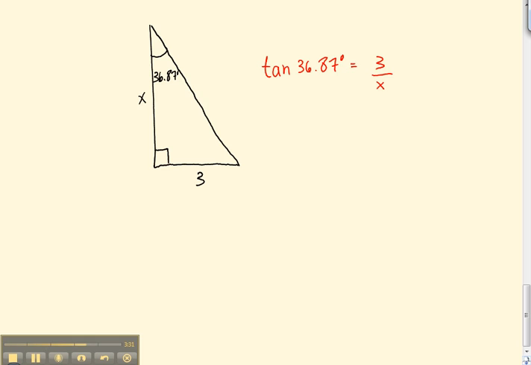Tan of 36.87 degrees is equal to 3 divided by x, opposite divided by adjacent. So I'm going to switch around the tan 36.87 and x. And it's actually tan 36.87 is equal to 0.75. It's probably easier to write that, but whatever. Work out x there, and you should just get x equals 4.